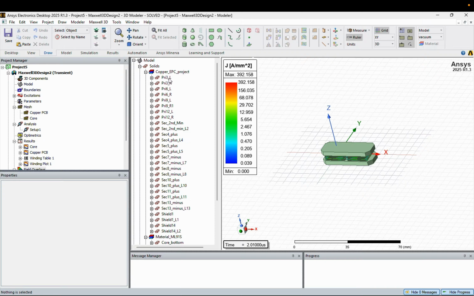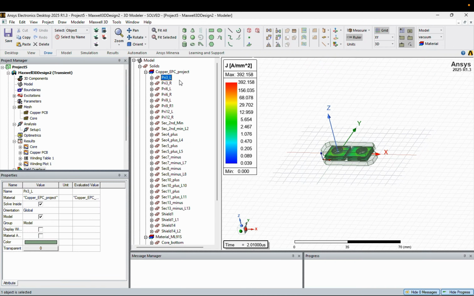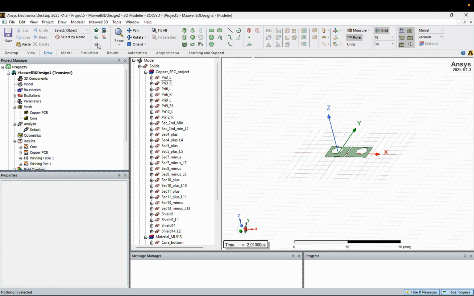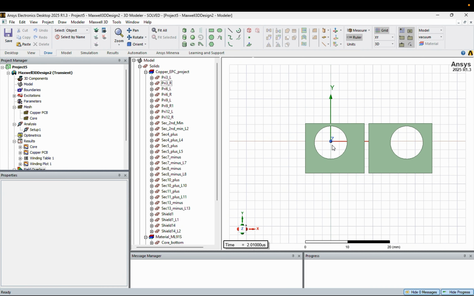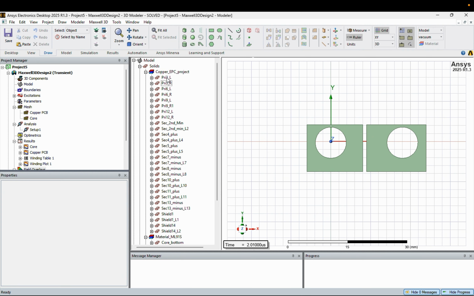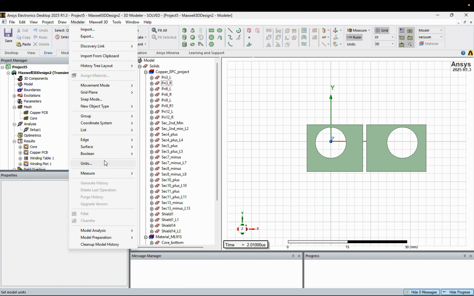Copper, I'll just select these, show them, orient in top Z, and this is how I split it. Basically, previously I had only one primary, so I just drew a rectangle and then used the boolean function to cut this one. But since this complete thing will still show as primary here, all I did was modeler, boolean, separate bodies. This will get activated.